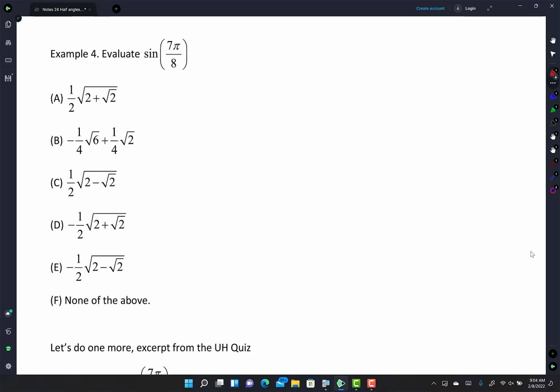Do we recognize that 7 pi over 8 is half of 7 pi over 4? Oh, man. You got to recognize that, guys. See, half times 7 pi over 4 will get you 7 pi over 8. So 7 pi over 8 is a half angle. Half angle of what? Of 7 pi over 4. 7 pi over 4 times half is 7 pi over 8. Cool or not cool?